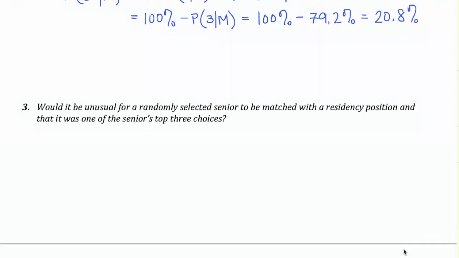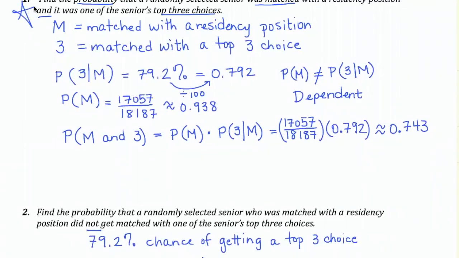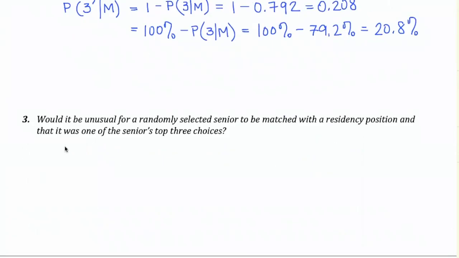Would it be unusual for a randomly selected senior to be matched with a residency position and that it was one of the senior's top 3 choices? We found that probability already in part 1. The probability of a match and it being a top 3 choice was 0.743. That's the same as 74.3%.